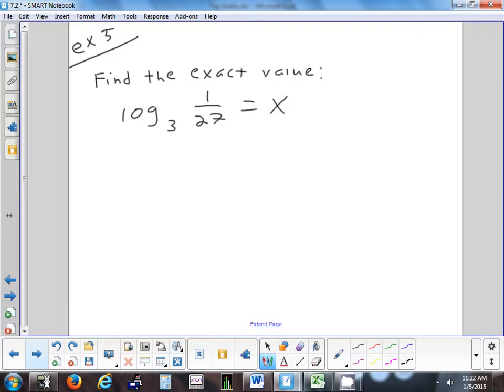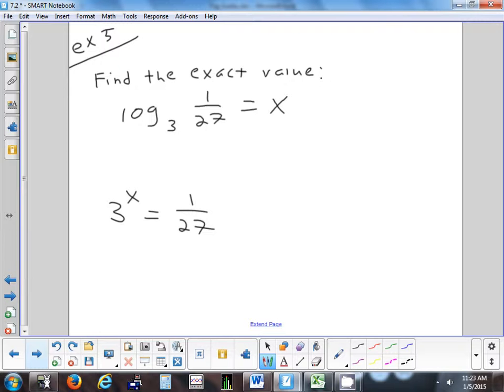All right, let's try that one. For this one, I think we should write out the conversion. We'll write it out, and we'll see if we can figure it out. Okay, Ashley, what's my base here? 3. And my exponent? X. Yep, x. And the only thing left is 1 over 27. Now from here, there's no more work that you have to do. We've got to look at that and be able to figure out the answer.